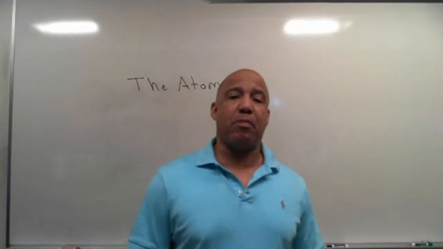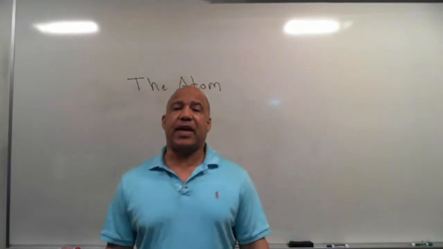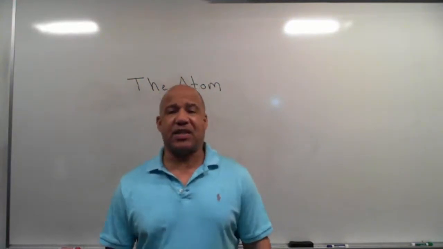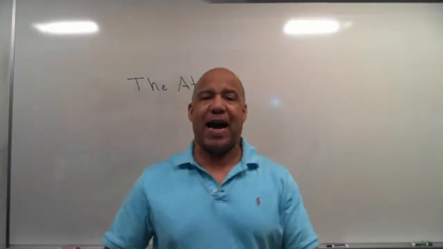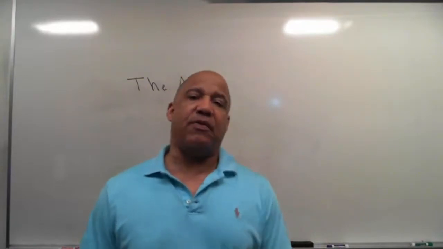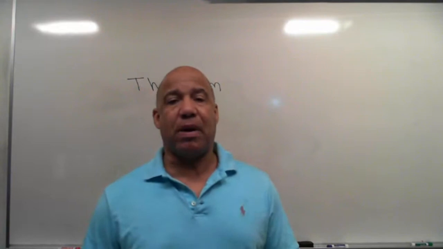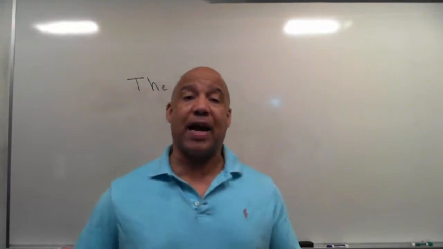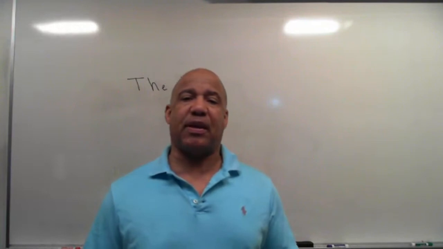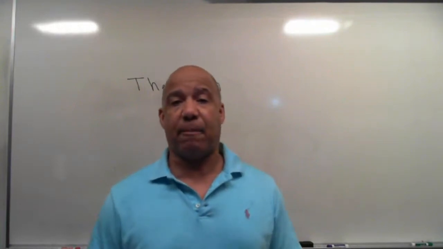The advantage of the Bohr model, or the planetary model, is that it's pretty simple to understand. The disadvantage is it doesn't explain everything about atoms that we might need to know. The advantage of the quantum model of the atom is it explains a whole lot, but the disadvantage is it's kind of hard to grasp. Some of the concepts are really, really abstract.